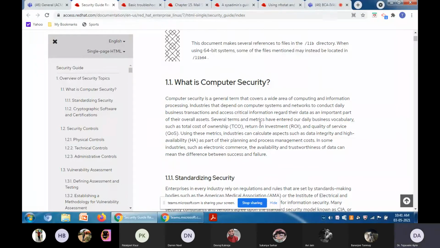So several terms and metrics have entered our daily business, such as the total cost of ownership. When we are taking return on investment and quality of service, please make sure that we always discuss this from the beginning. We have also discussed a lot about risk, based on the cost of the exploitable data: what is the loss, what are the things you can afford and what you cannot afford when you lose that information.